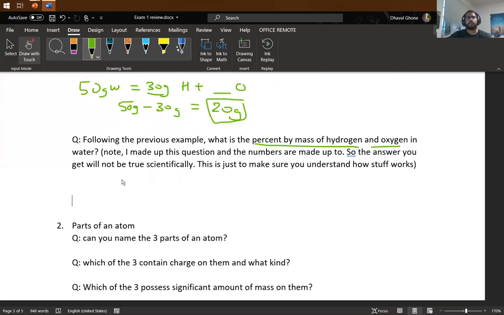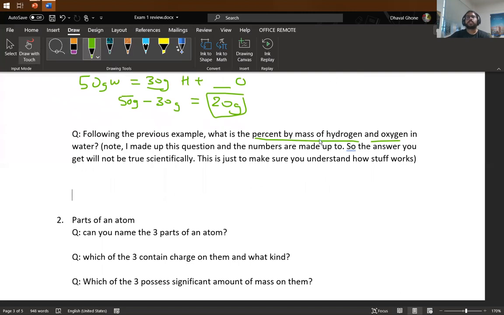Okay, I'm going to start solving the question now. The question is find percent by mass of hydrogen. So to find percent by mass of hydrogen, I'll do how much hydrogen I have, 30 grams, over how much weight there is in the water, 50 grams, and I multiply it by 100, and that gives me 60%. That's it. That's all it is.